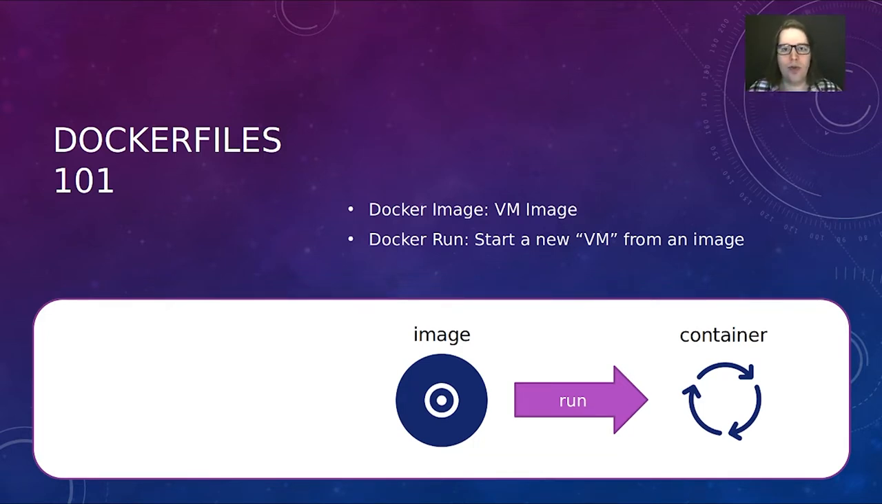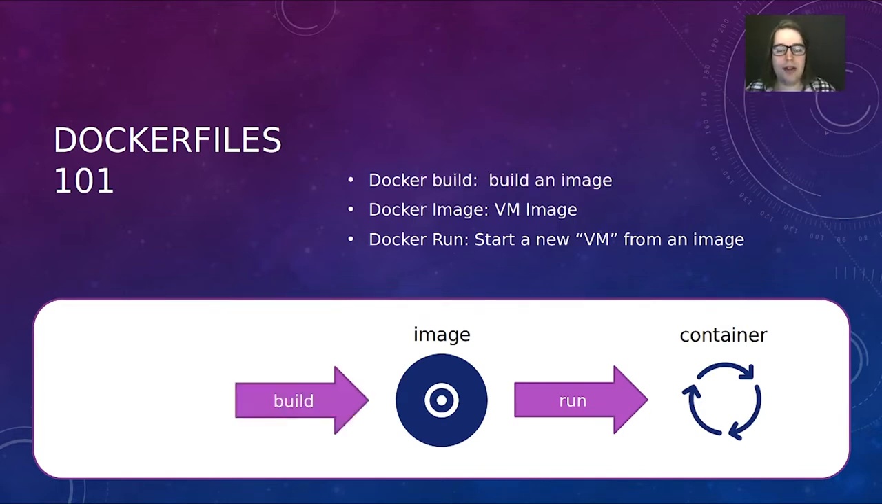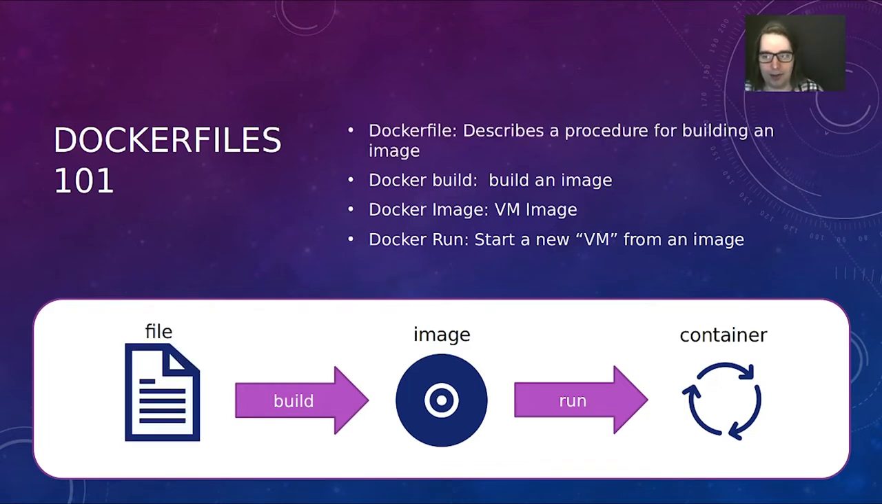Next, if you want to create one of these images yourself, what you need to do is run the docker build command, and that will produce an image on disk according to your instructions. But you don't give all the instructions in the docker build command. You supply instructions to docker build in a Dockerfile. And the Dockerfiles are what we're here to talk about today.